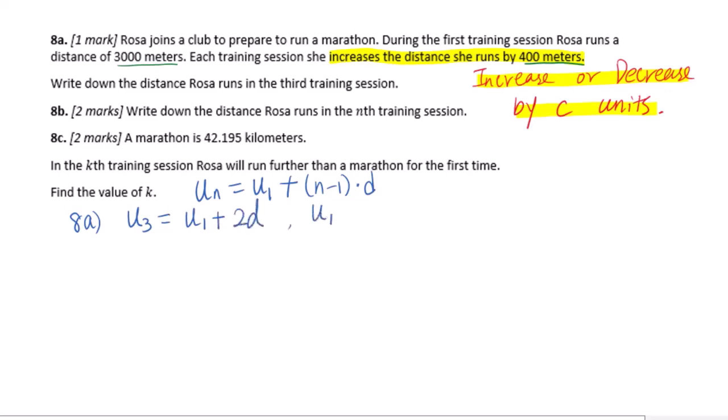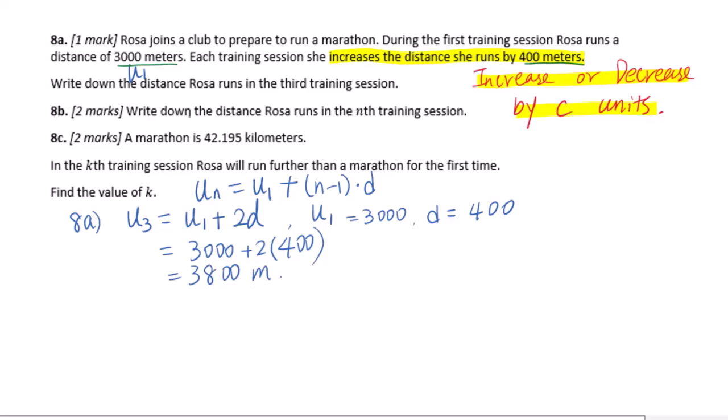U1 is 3,000 meters. d is 400 meters. So we plug in 3,000 plus 2 times 400 equals 3,800 meters.